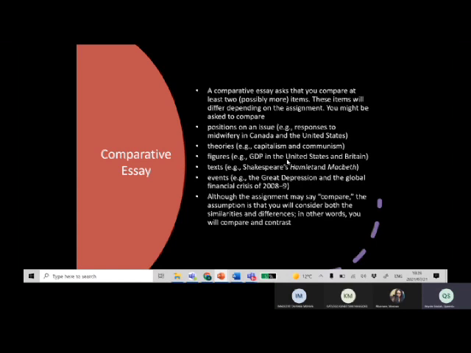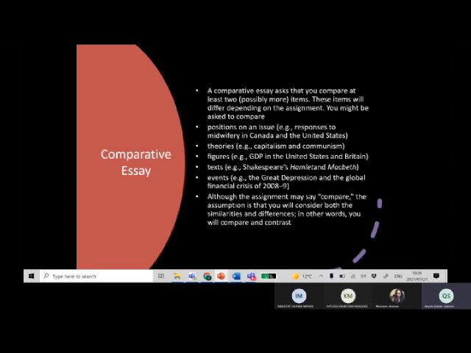So you can compare the position on an issue. For example, responses to midwifery in Canada and the United States. So there you're comparing positions, right? What are the responses when it comes to midwifery in Canada and the United States? You can compare two different theories, capitalism and communism, Marxism and feminism, there are a lot of theories. You can be asked to compare figures, maybe the GDP, gross domestic product, in the United States and Britain, or in South Africa and Zimbabwe, or in Kenya and Uganda.